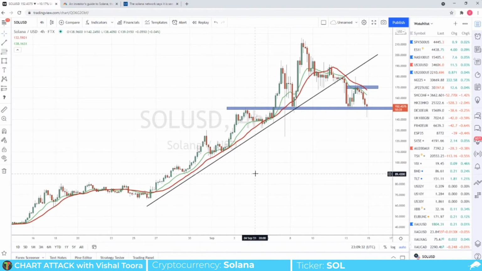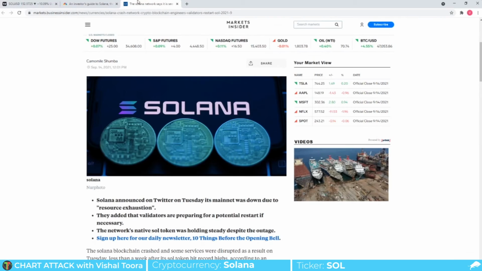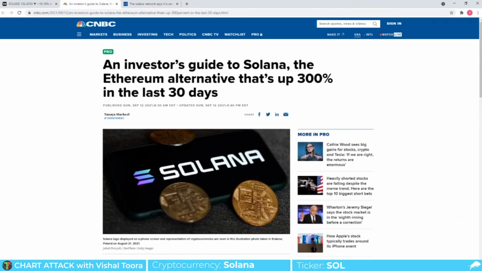Let me know what you think of Solana. It's a very, very popular coin. What's your opinion of it? Is it the Ethereum alternative? Is it an Ethereum killer? Or do you prefer maybe a Cardano instead?